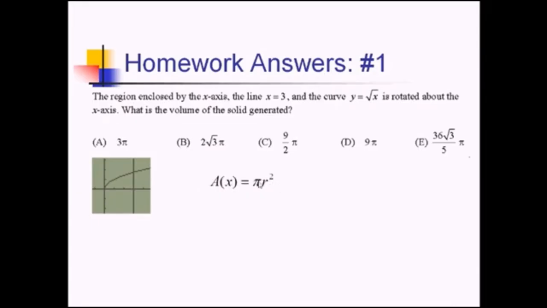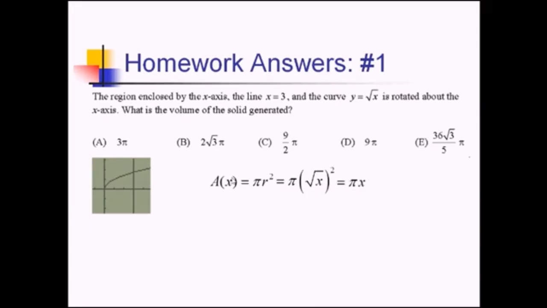And in terms of x, how far is my radius from the axis of revolution? Well, the distance between my outer region of my area here and the axis is just going to be the square root. So I can just write this as pi times square root of x squared, which is just pi times x. So this is my area function that I now have to take the integral of.